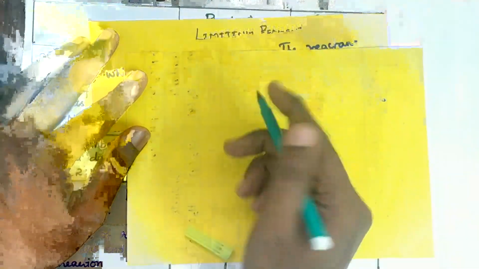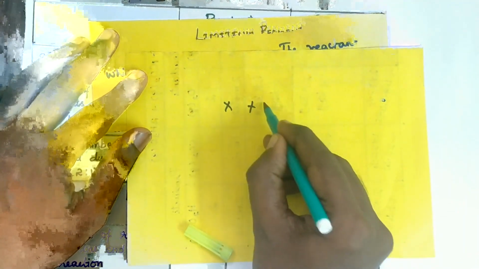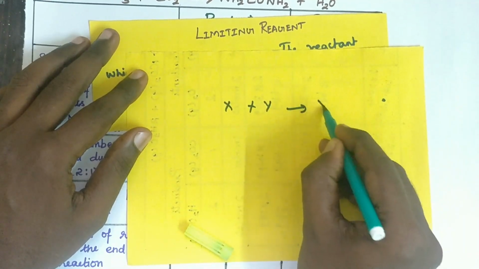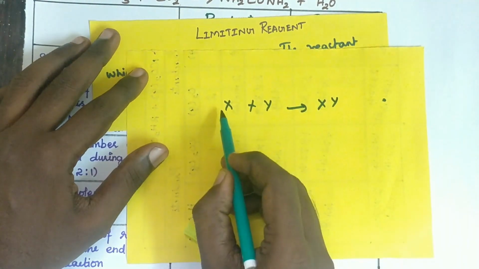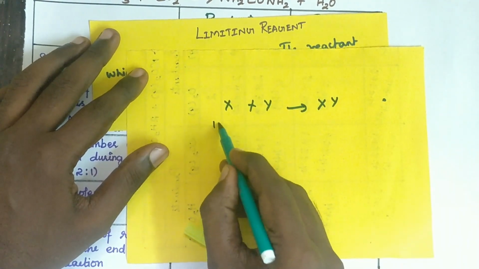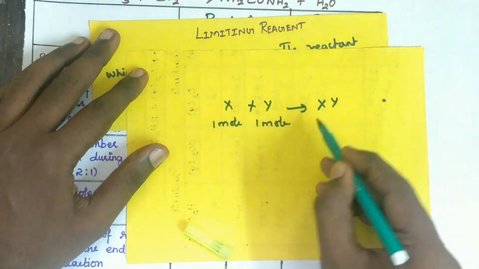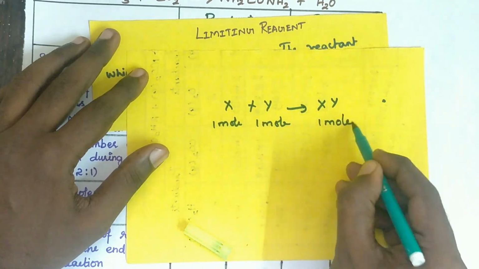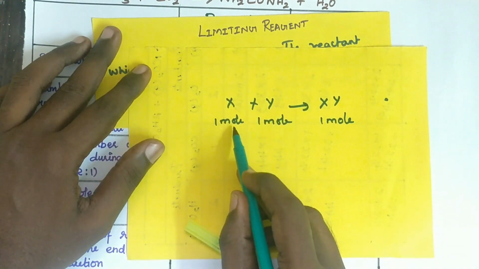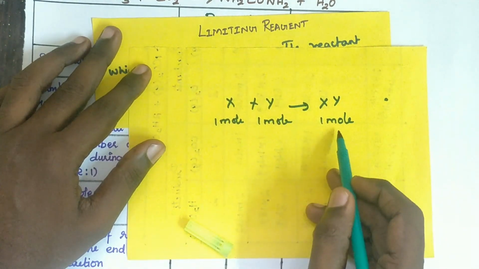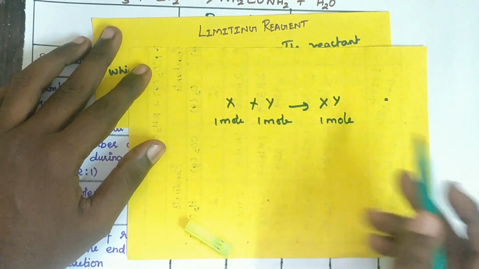Suppose x plus y combine to form xy. In this case, imagine if it is 1 mole of x and 1 mole of y, they combine to form 1 mole of xy.